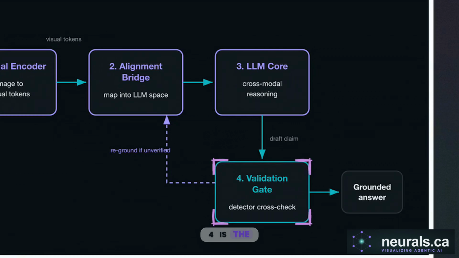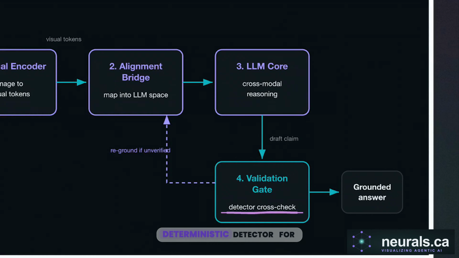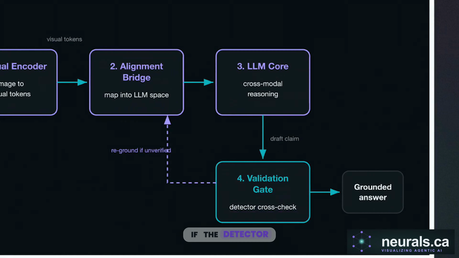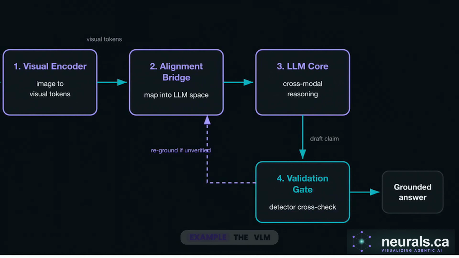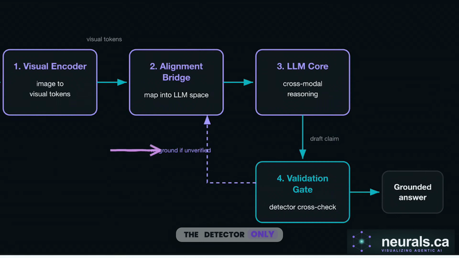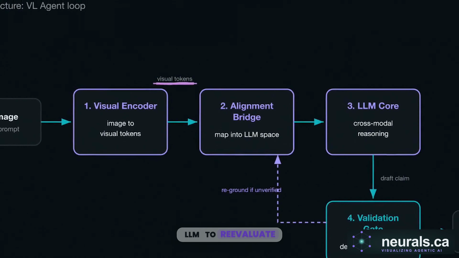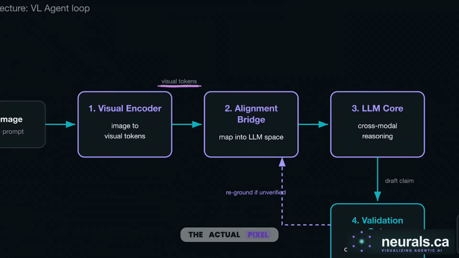Stage 4 is the validation gate. Before the LLM finalizes its output, its draft claims are routed to the deterministic detector for a strict numerical and spatial audit. If the detector finds a discrepancy, for example, the VLM claims there are 3 people, but the detector only finds 2, the safety gate triggers a regrounding loop. The system forces the LLM to reevaluate its claim against the actual pixel data.